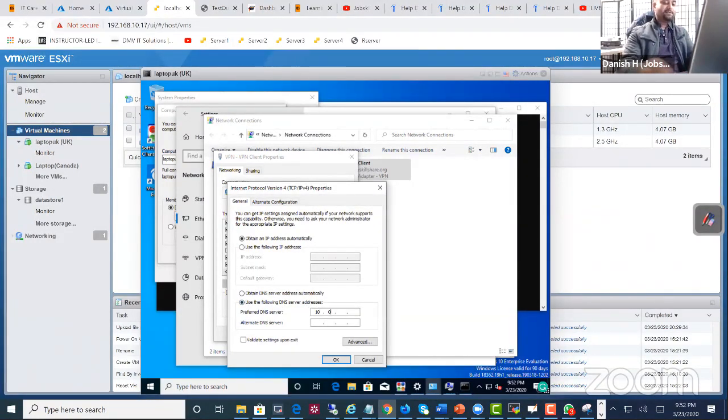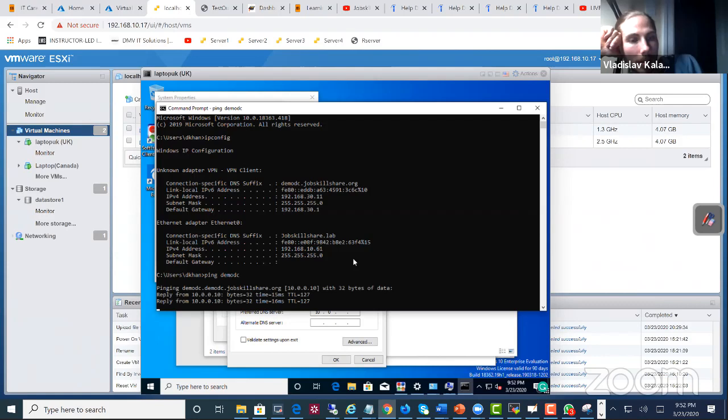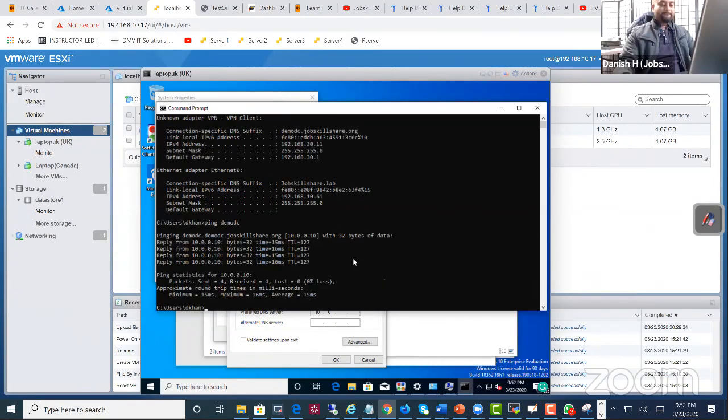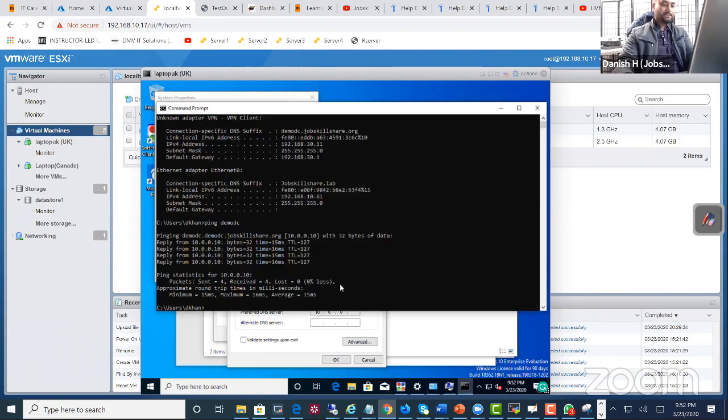So what is the IP address of that domain? Well, if I have to find that out, how can I find it here? I can just ping demo. Wait, that's DC, sorry, demo DC. So, 10.0.0.10. There you go.